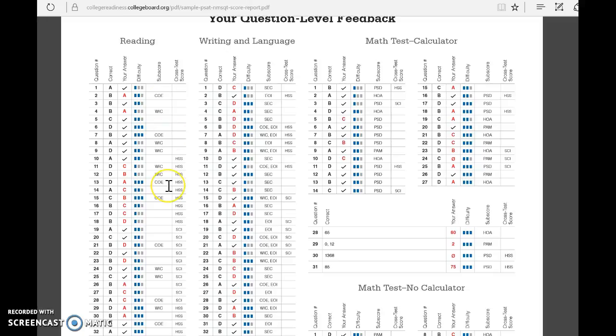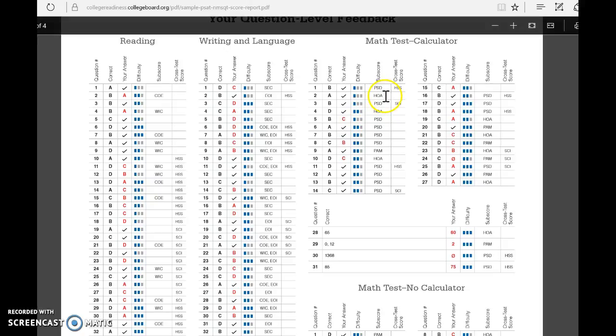So like, if I see, let me look for an HOA. Here we go, right over here. I don't know if you can see where I'm focused, but over here this says that I got this one right, and it's a HOA problem. It's a heart of algebra problem.